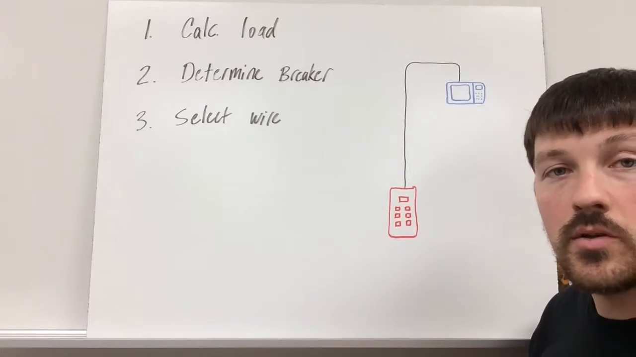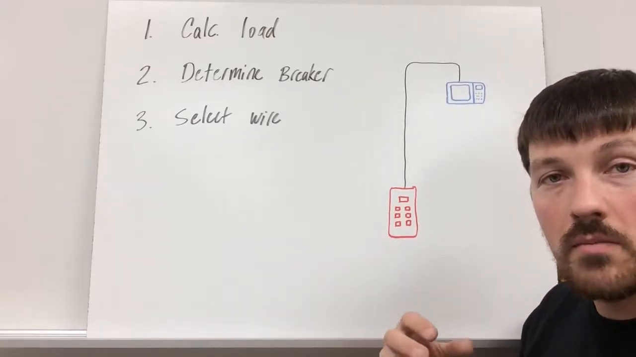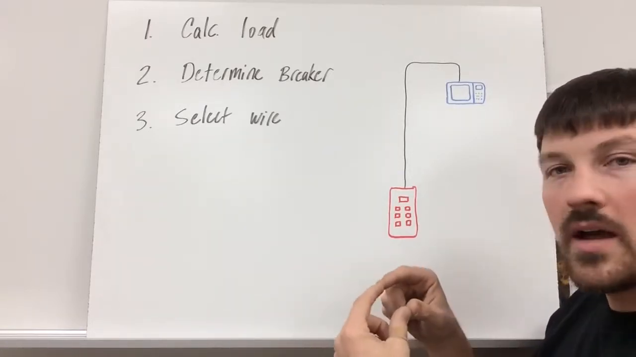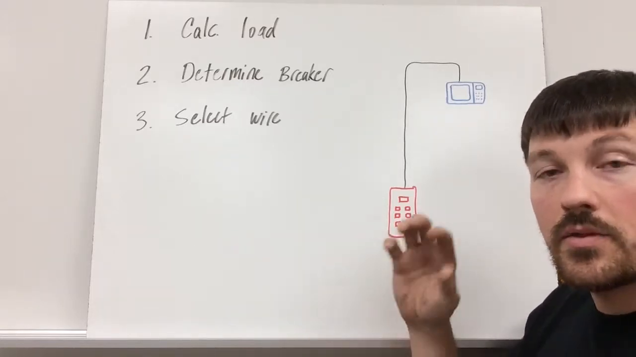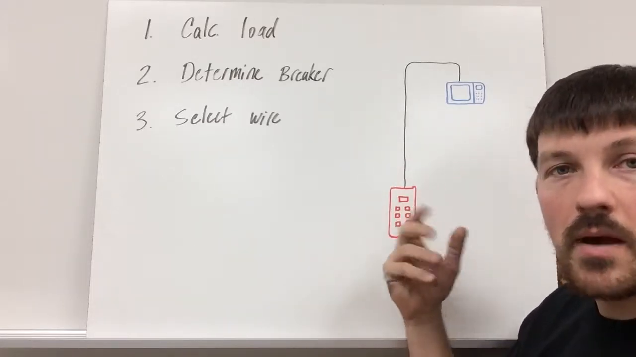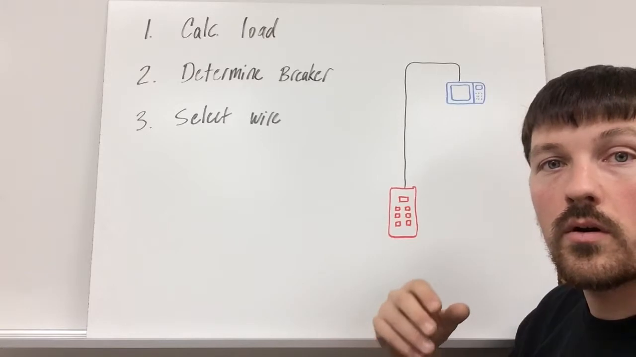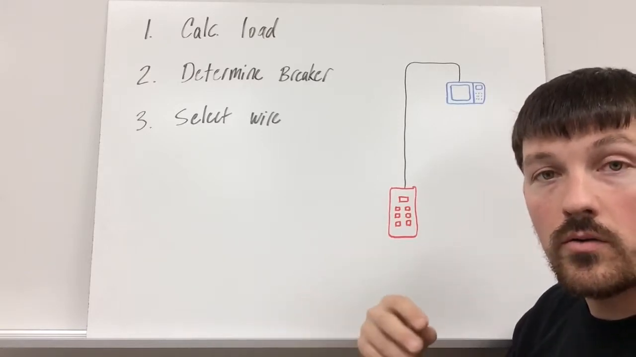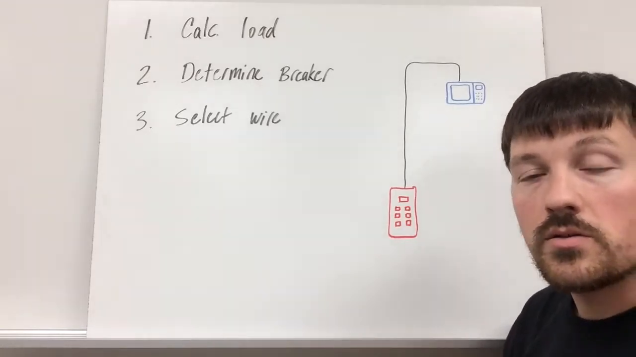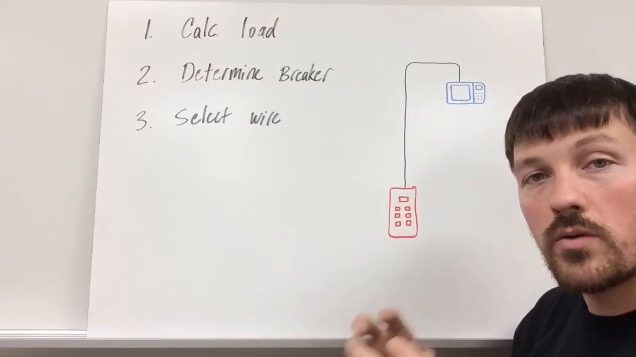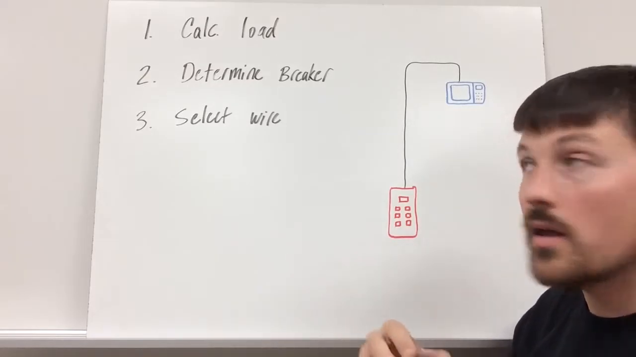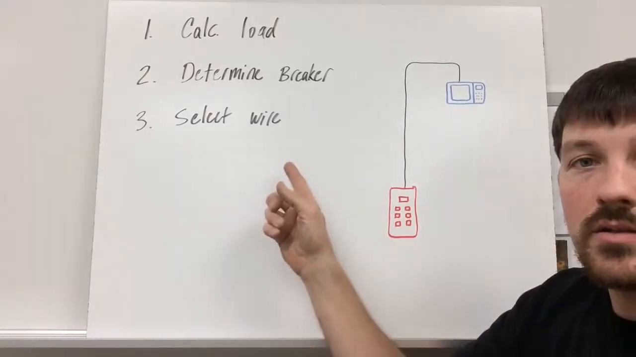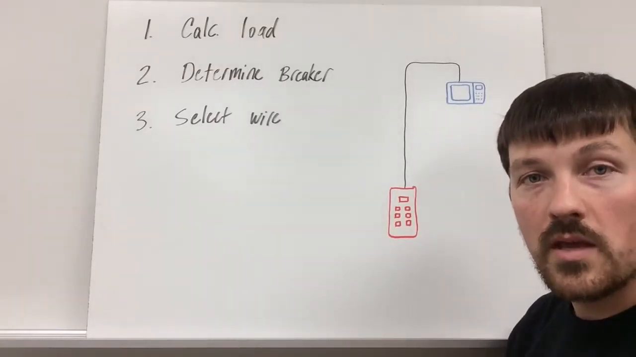And it's very simple to do, and all the information can be found usually on a little placard in the device, the appliance, whether it's a microwave or an oven or a clothes dryer or a washing machine. So you have to look at that, calculate the load, and then determine the breaker, and then select the wire, and away you go. It's that easy.